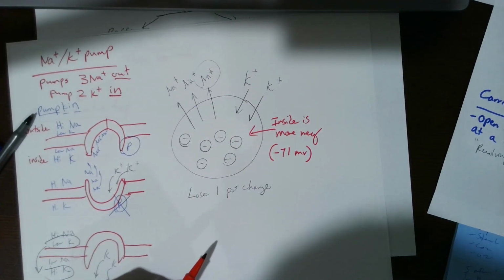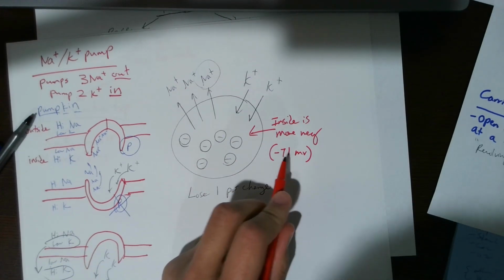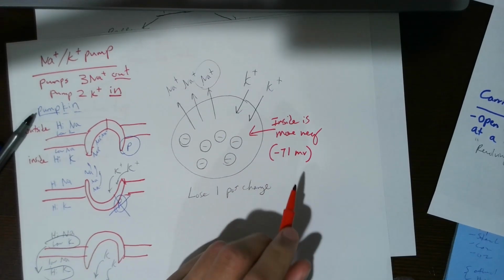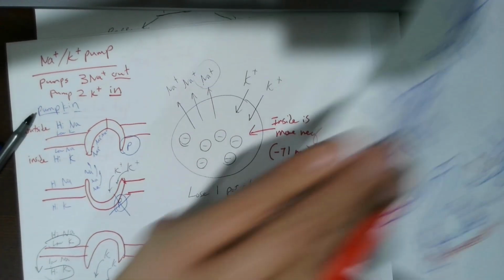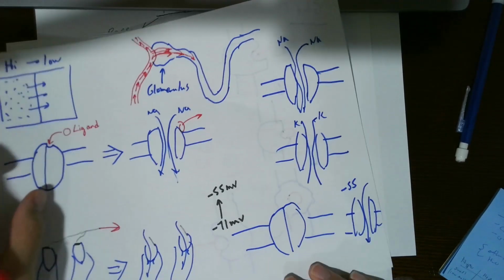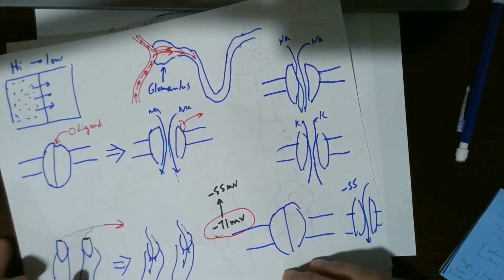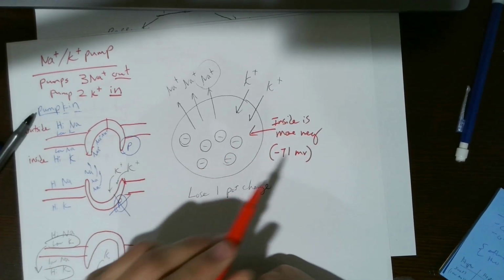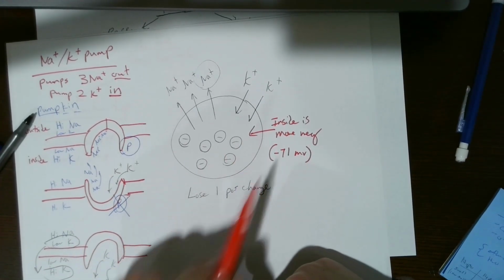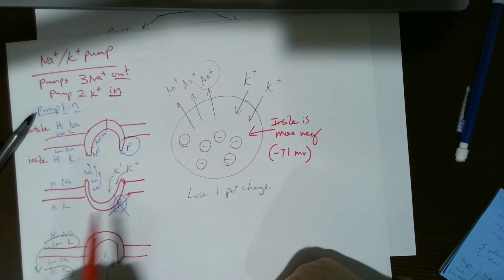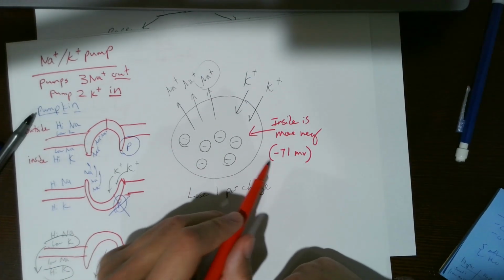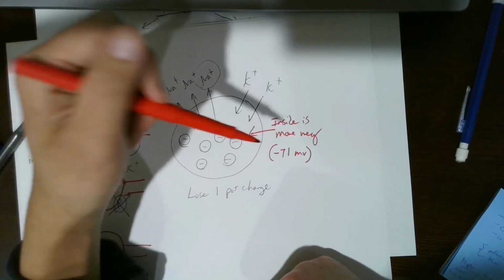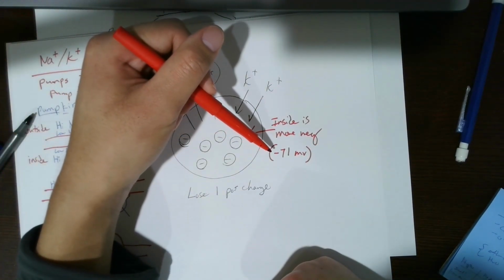Alright? That's where, when we talked about earlier, the voltage channels, that's where this negative 71 comes from. Alright? It's the negative charge. The cell is made negative by the sodium-potassium pump. Alright? It's at negative 71 normally.